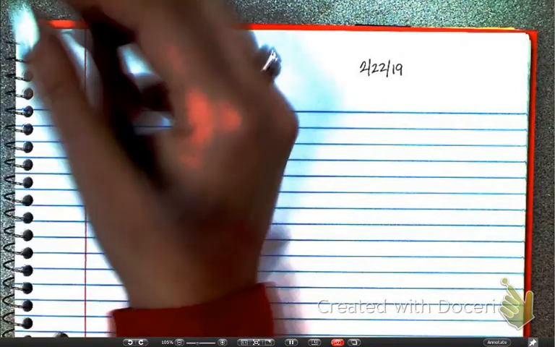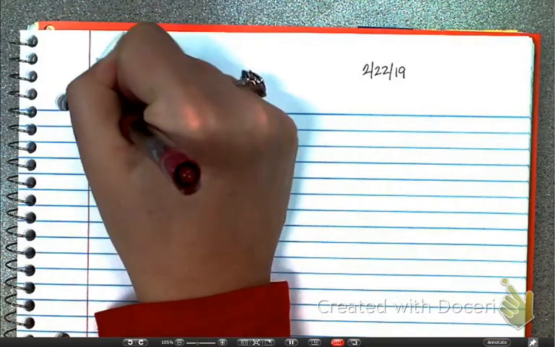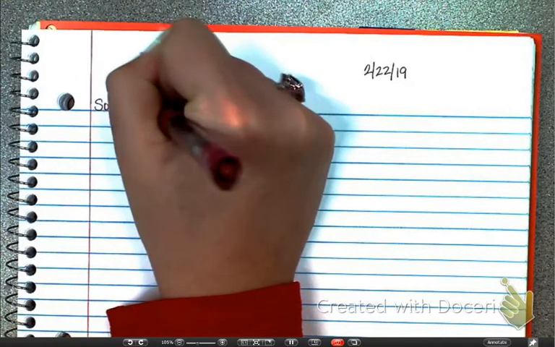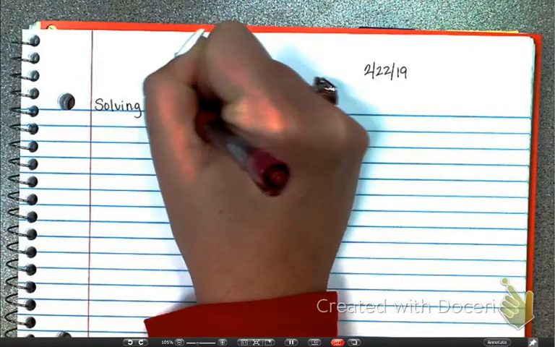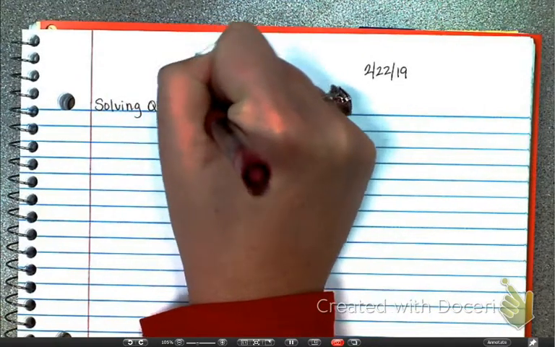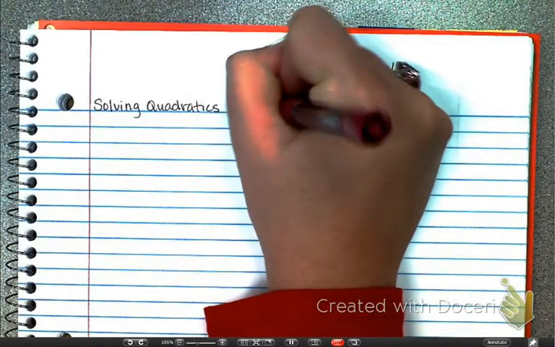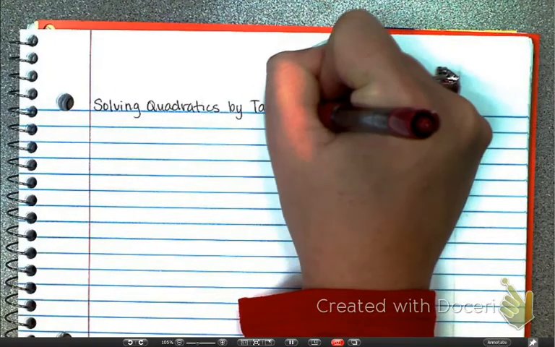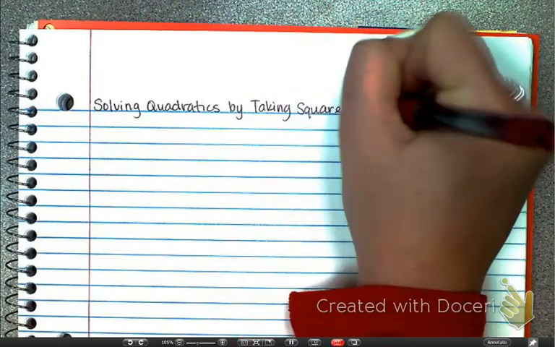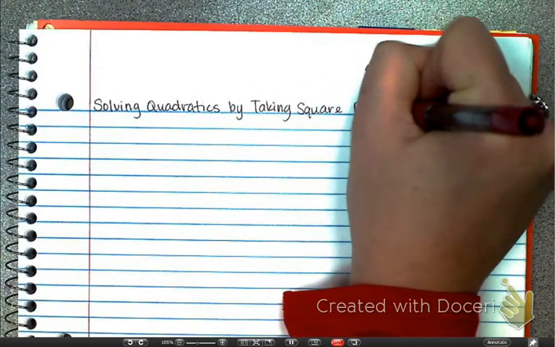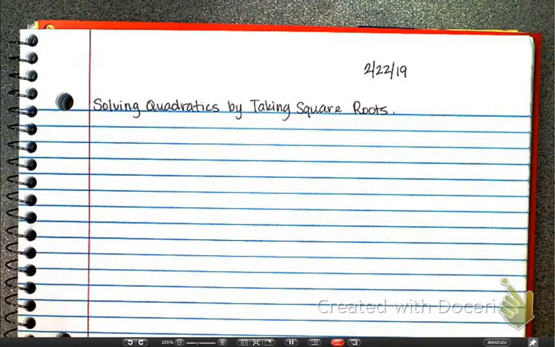Ladies and gentlemen, I need you to listen now. Okay, so we are still solving quadratics, but instead of factoring, we're solving quadratics by taking square roots. So we're going to solve quadratics by taking square roots.